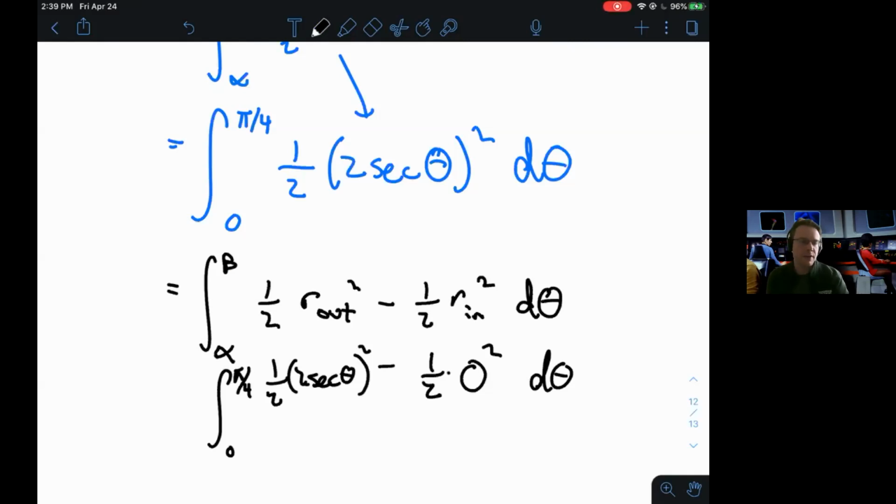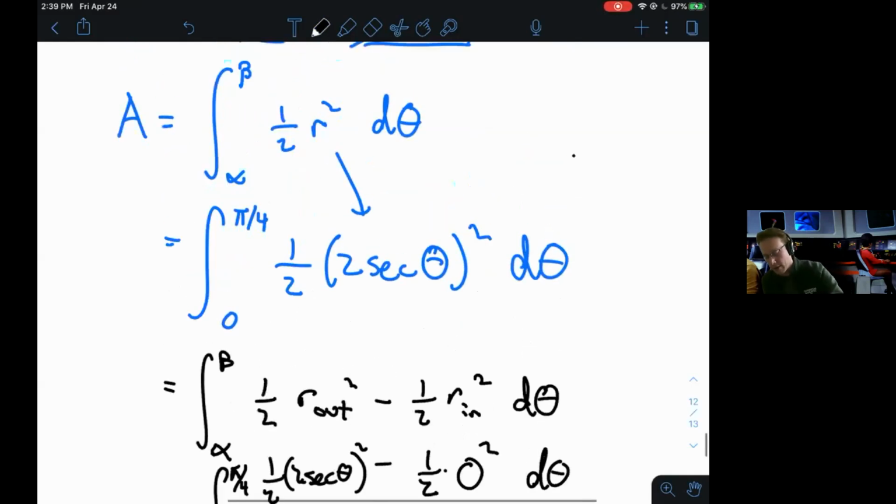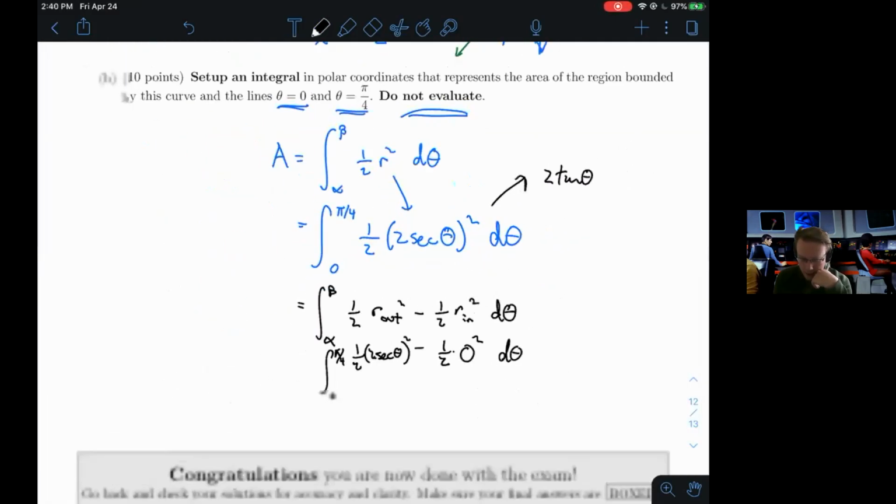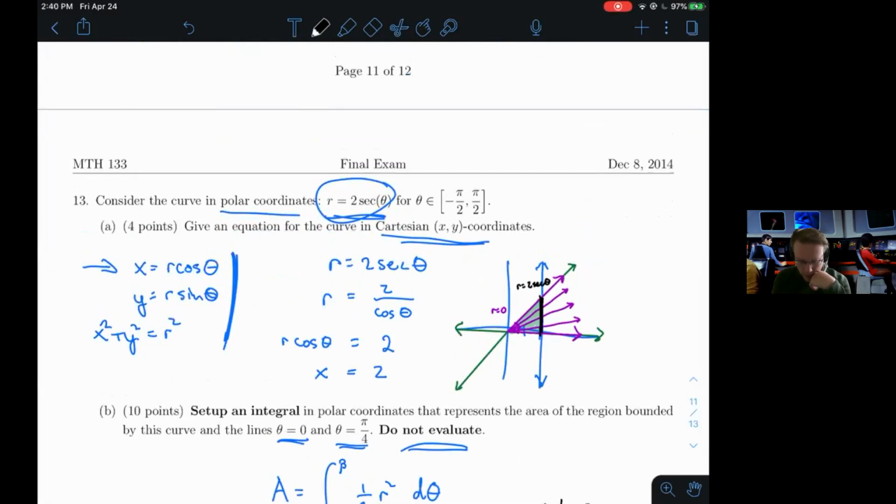Good. Questions about this problem here before we move on? There's one question here. It says, is it coincidence that if you evaluate it, you get 2 tangent theta, which is what y would equal if you multiplied by sine in part A? So if you were to actually evaluate this, you do get 2 tangent theta. I agree with that.